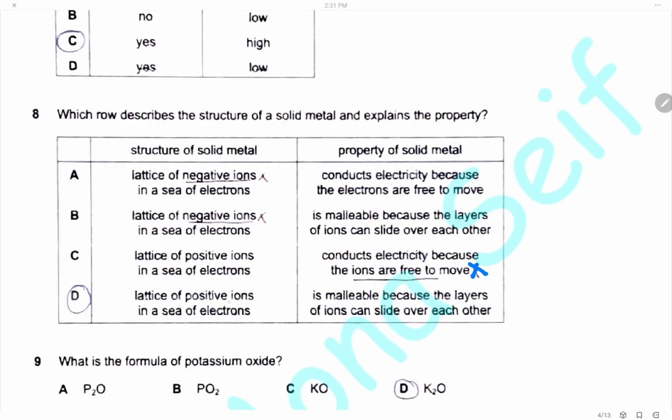D, the lattice of positive ions in a sea of electrons, this is a correct structure. It is malleable because the layers of ions can slide over each other, and this is also correct. So for a statement to be correct, it has to be correct in both columns. The correct answer is D.